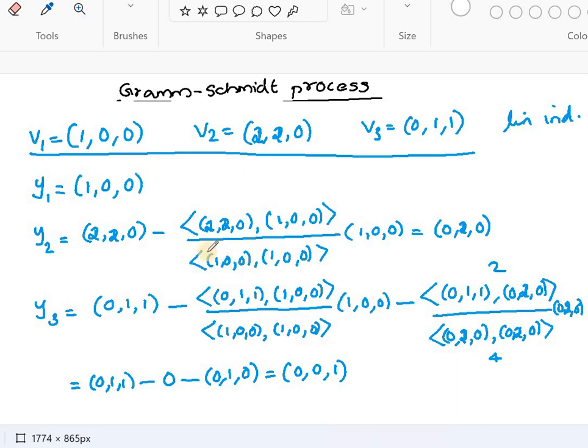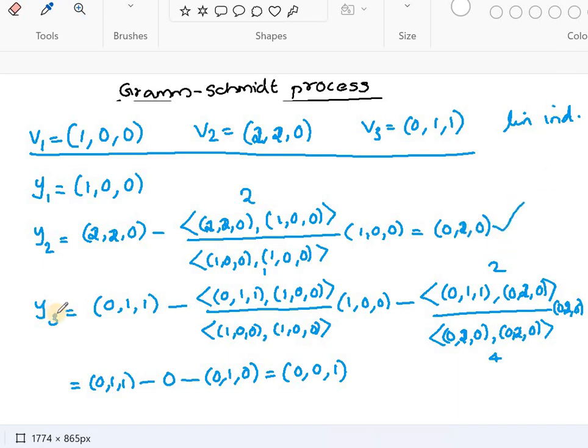y2 is equal to v2, which is (2, 2, 0), minus the inner product of v2 with y1 divided by the inner product of y1 with y1, times y1. So this is (2, 2, 0) minus, the numerator is 2 plus 0, divided by the denominator, which is 1. So 2 times this is (2, 0, 0). So if you subtract, you get (0, 2, 0).